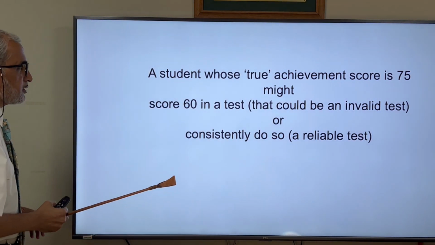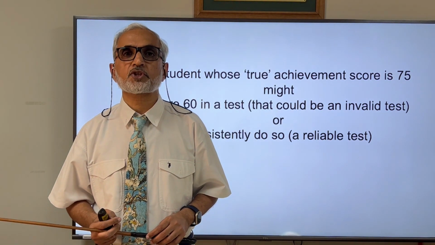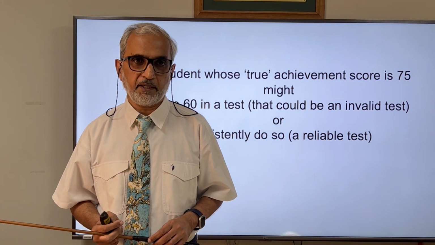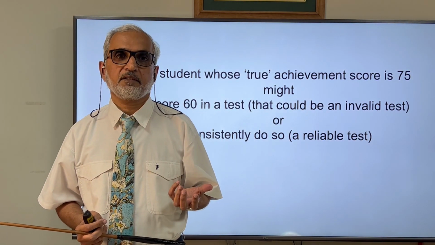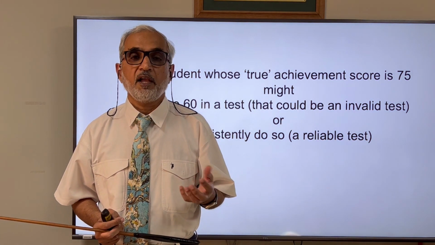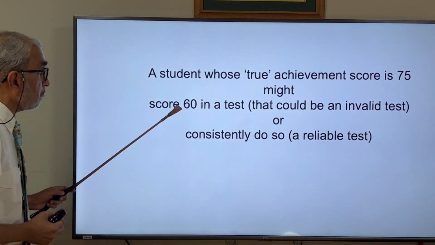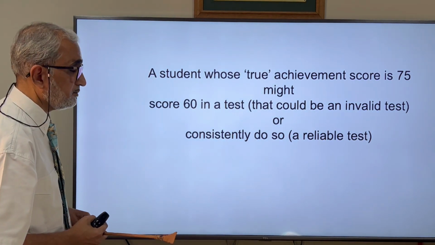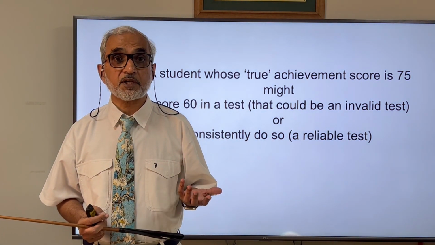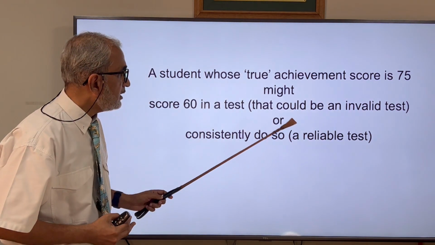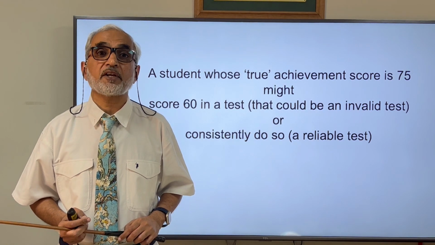You see, the problem is there is a student, and let us say his achievement score is 75, meaning that is his level, and if he is administered a good test, then he is going to score 75 whenever that test is administered to him. He might score 60 in a test. Although his achievement score is 75, he might score a 60. One of the reasons could be that the test is invalid or it has very low validity.